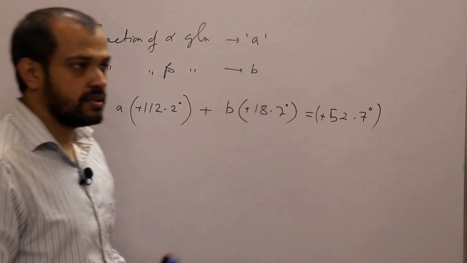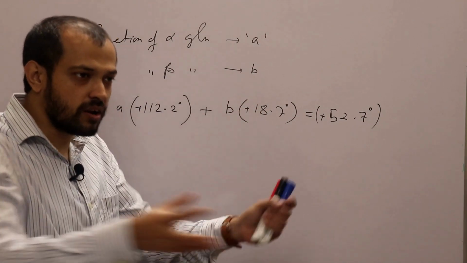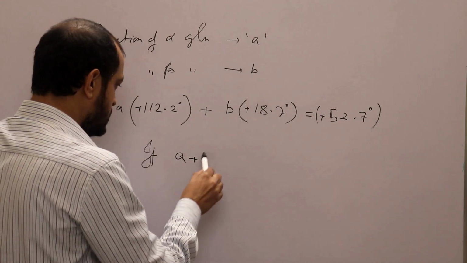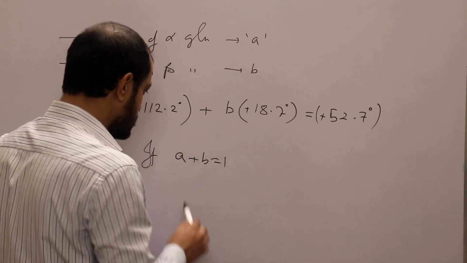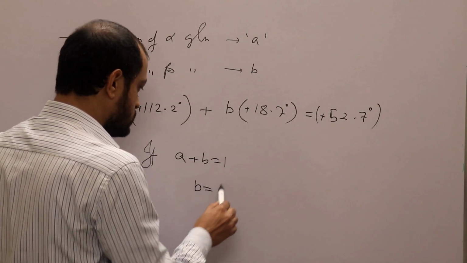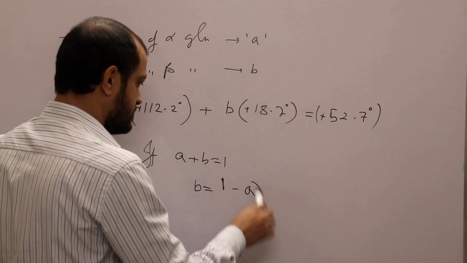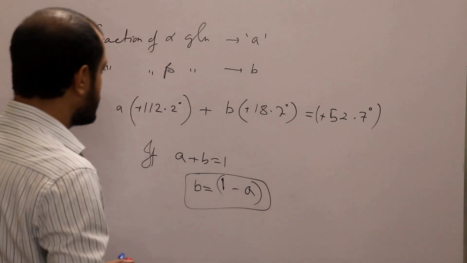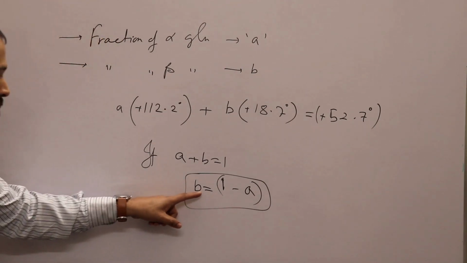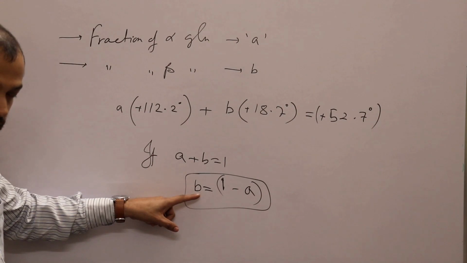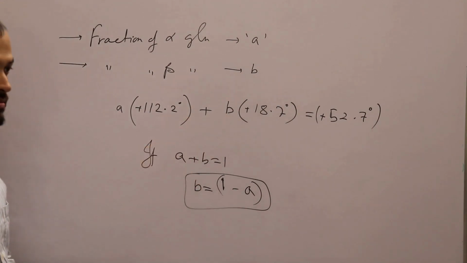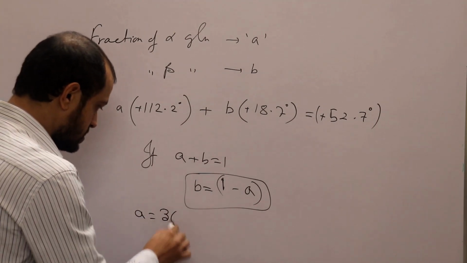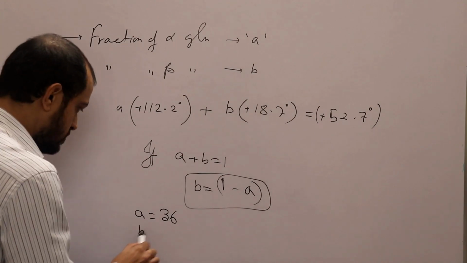Now listen. What do you mean by A plus B? A plus B means total glucose, that is equal to 100%, that is 1. If A plus B is equal to 1, that means B is equal to 1 minus A. You are poor in mathematics with respect to these levels also. Okay, put this formula for B in this equation. You will get A equal to 36%, 36.25, and B equal to 64%.